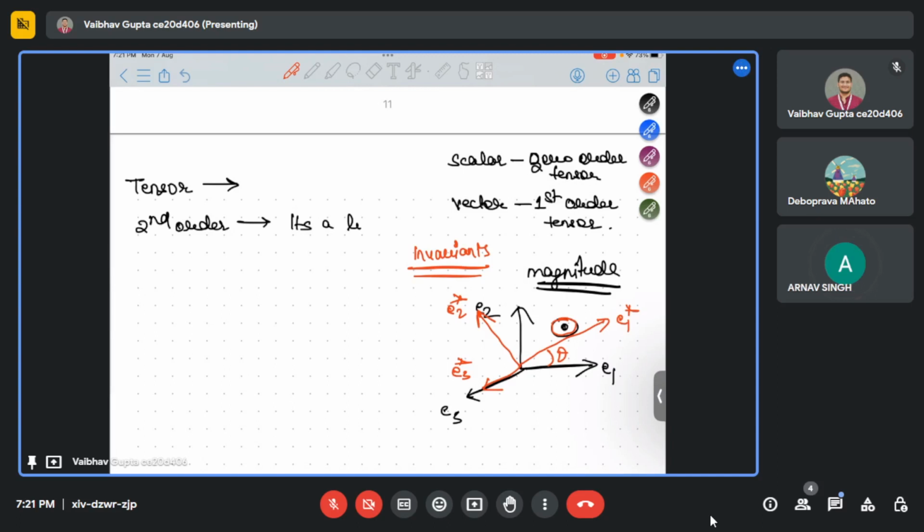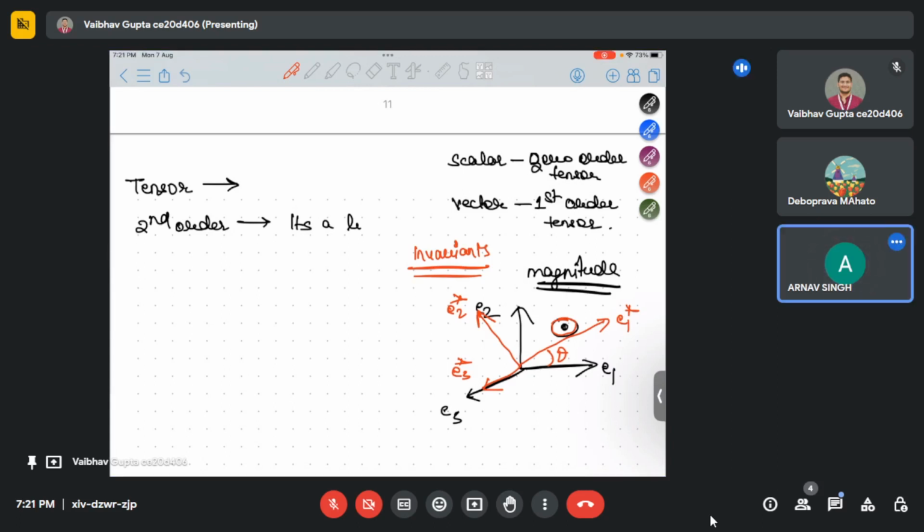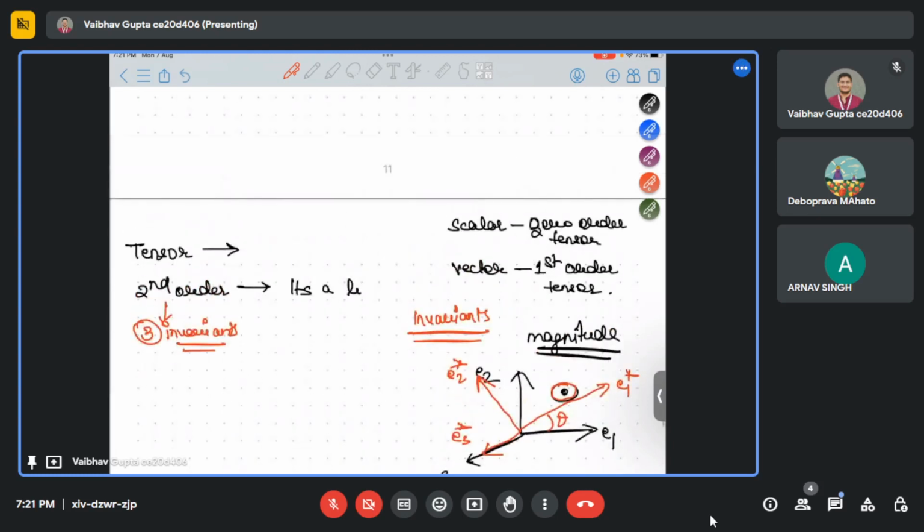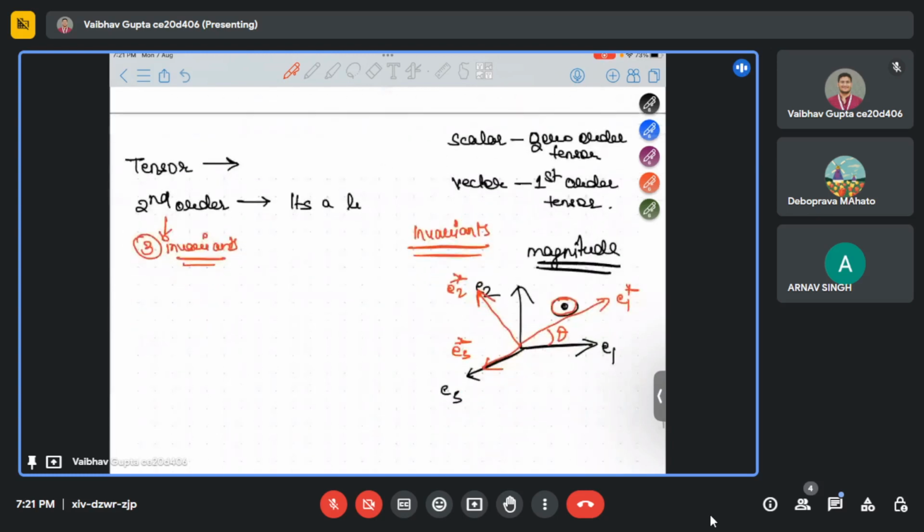Similarly, for tensors, what we'll study is the second order tensor. In higher syllabus, we'll study the fourth order tensor also, but for this course, we study only the second order tensor. Why? Because stress and strain are all second order tensors. In second order tensors, there are three invariants. These things you will study in week 3, I guess. I'll just introduce it here.